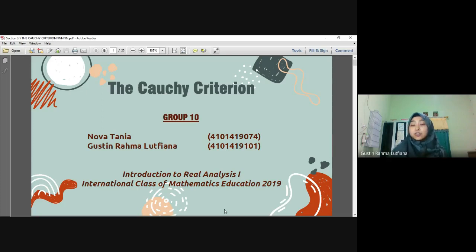For the detail of this material, you can see the book in section 3.5. Okay, without further ado, let's go check the material.